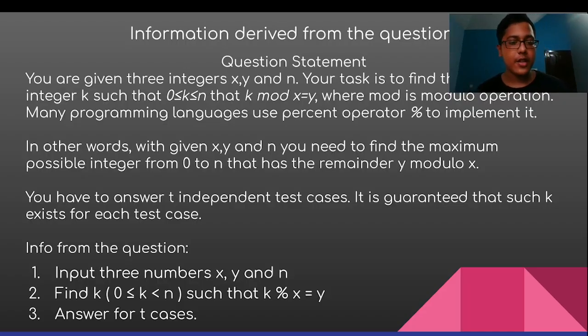While reading the question, I have arrived at the following conclusions. I have to input 3 numbers from the user, that is x, y and n, and I have to find the maximum value of k such that k modulus x is equal to y, and then I have to answer for t independent cases.